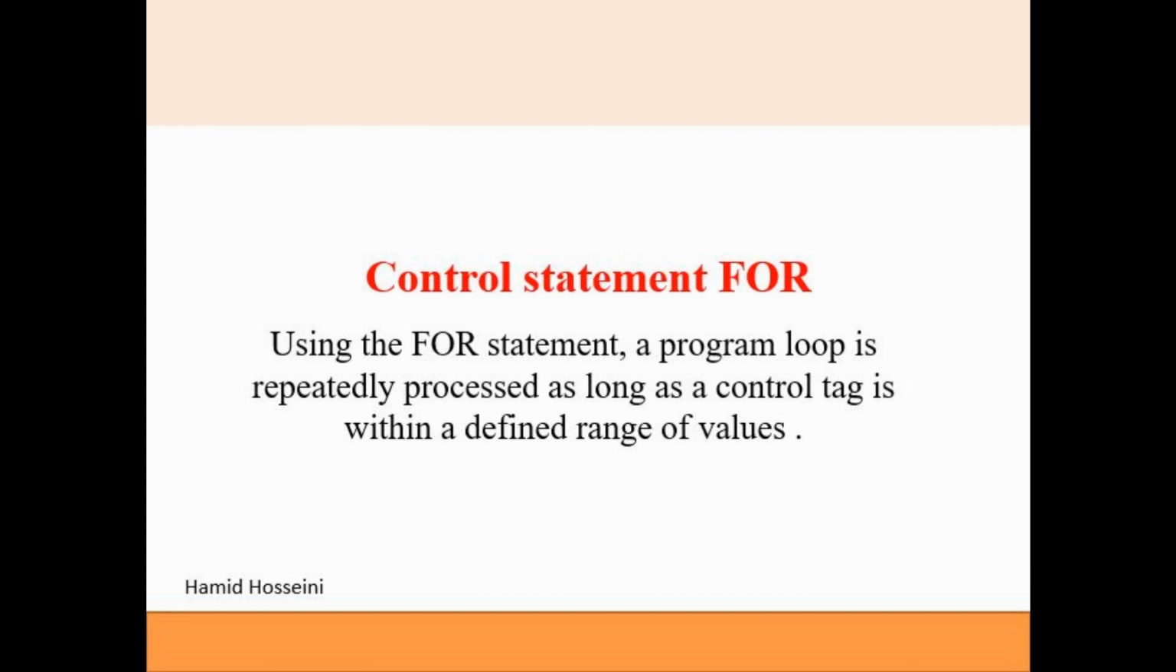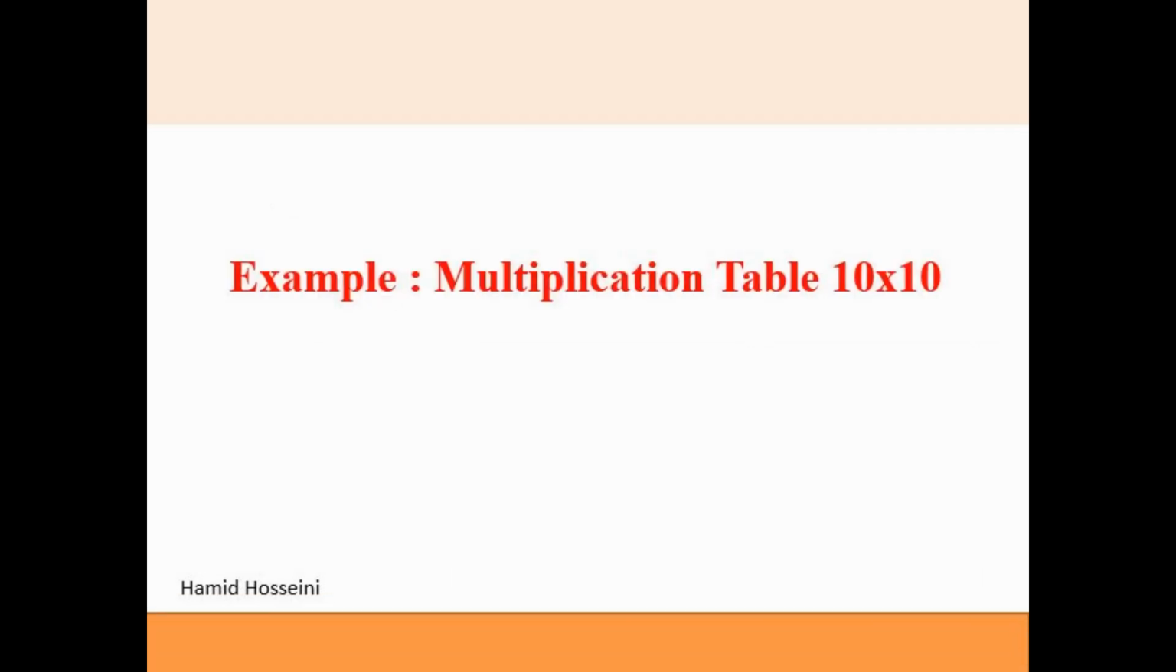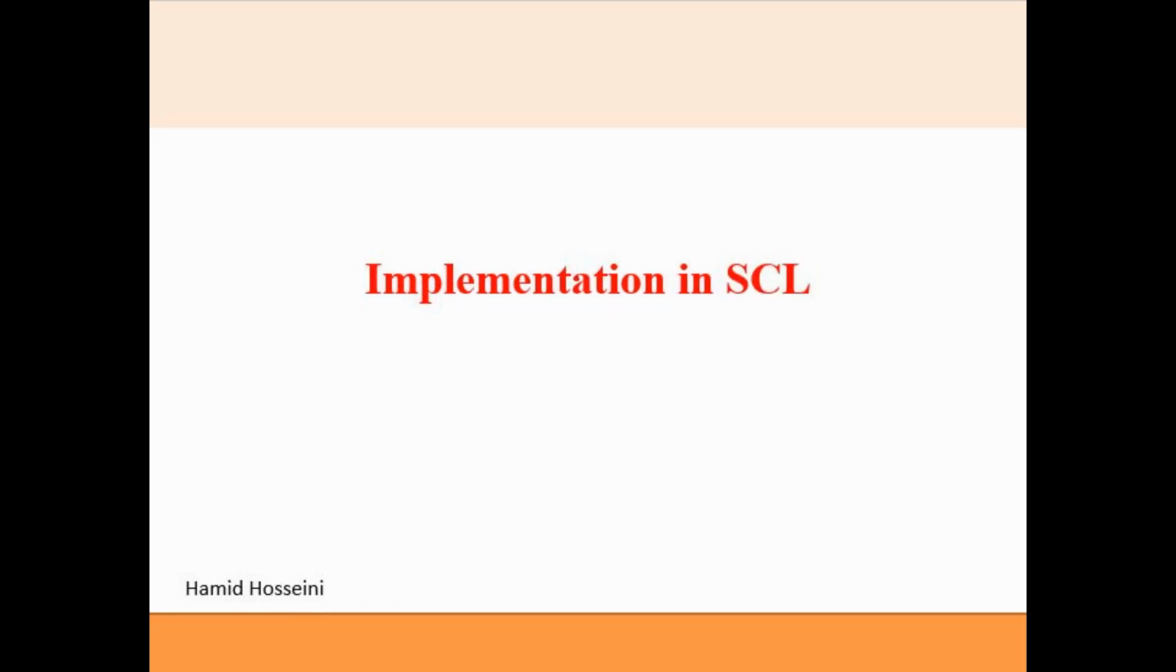For loops are used for execution of repeated actions. Check the for loops structure here. Now we will use the for loop to implement the multiplication table with a 10 by 10 array.